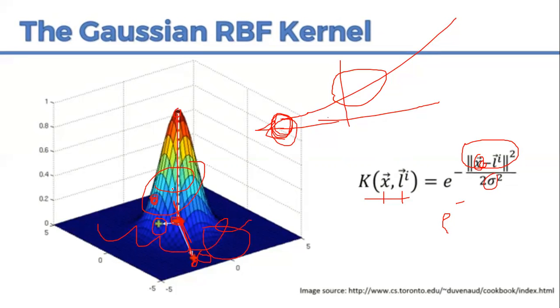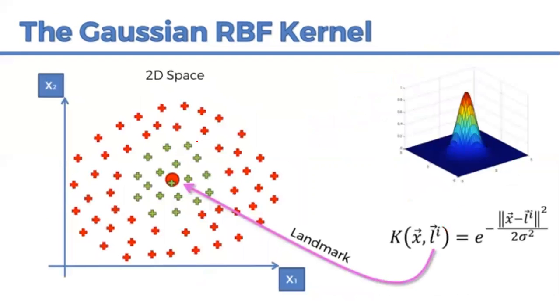For all the green points I can get positive values, and for all the red points I can get values close to zero. Then I can pass a hyperplane from here which can properly differentiate between the red points and the green points, right? So this is what the Gaussian RBF kernel helps us to do, right?